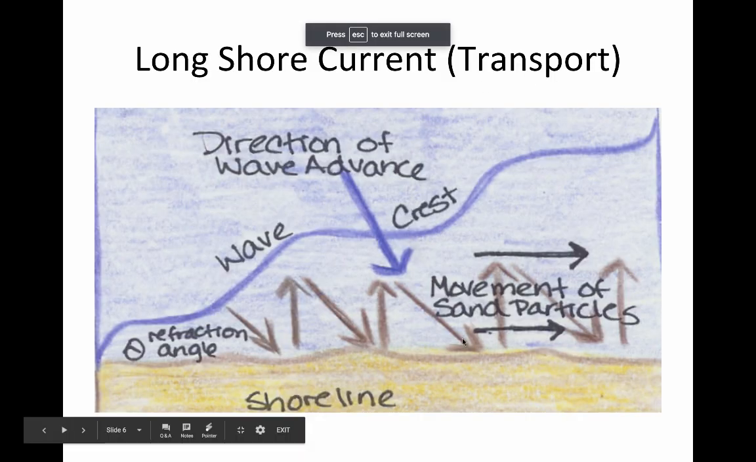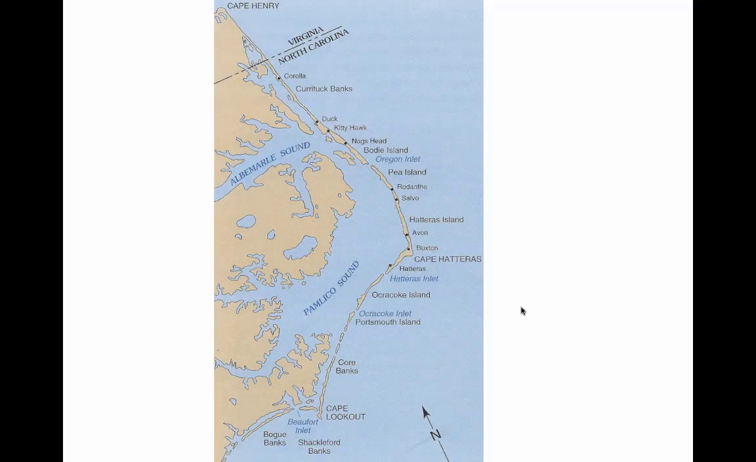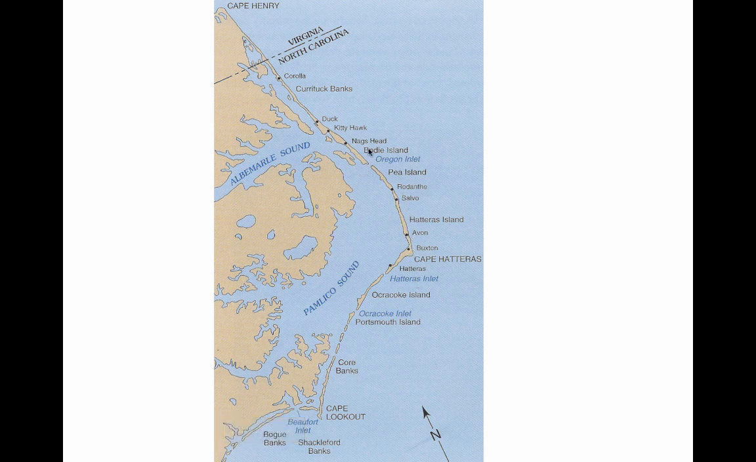Okay, so looking at longshore current, just quick recap. If we have a wave coming from this direction, the net movement is to the right, and we've just gone over that. So I'm going to give you some examples of an area in North Carolina along the Atlantic coastline. It's called the Outer Banks. It's a really popular surf destination.